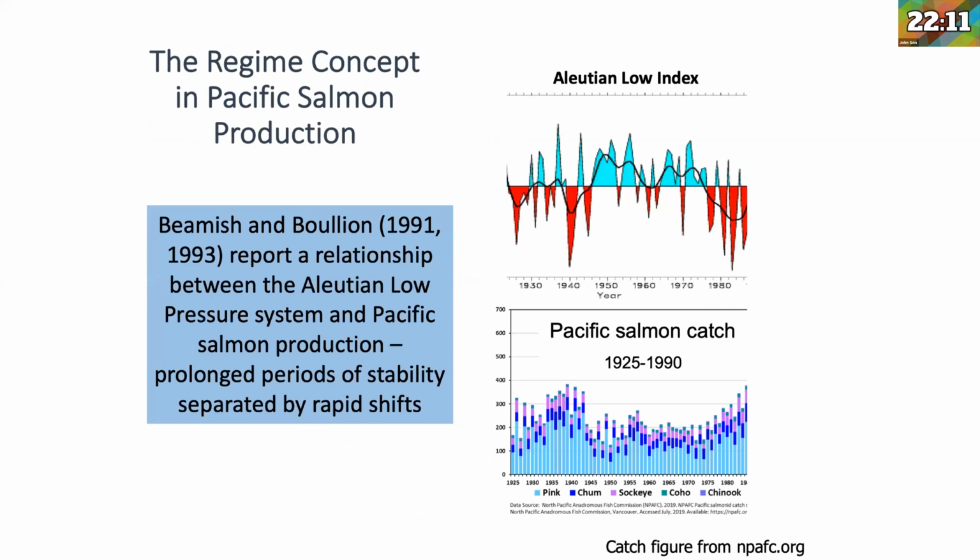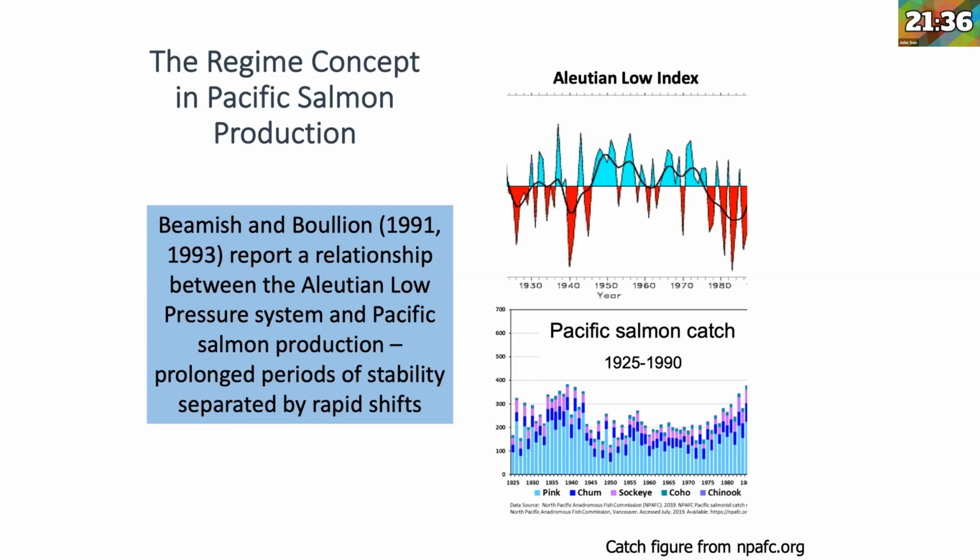And before I look forward at what might be coming, I think it's important to look back. And this is also very relevant, I think, to the theme of indicators that we're talking about today. Beamish and Bouillon back in the early 90s started publishing around this idea that the total catch and total production of Pacific salmon had a pattern in it that was related to climate forcing. They looked at the Aleutian low, this dominant feature in the wintertime.